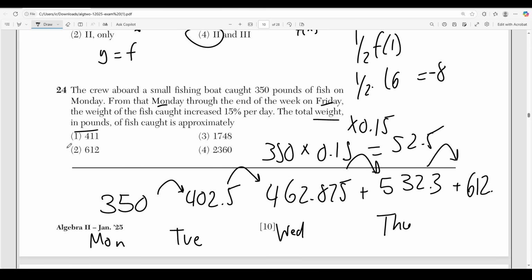Now, does that mean that choice 2 is the right answer? No, that's a trap. Why? Because they want the total weight. Remember, total means adding everything up, the total sum of something. So the total weight in pounds of the fish that they caught throughout the entire week.